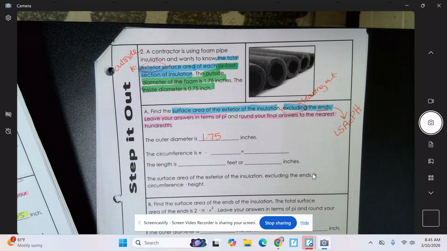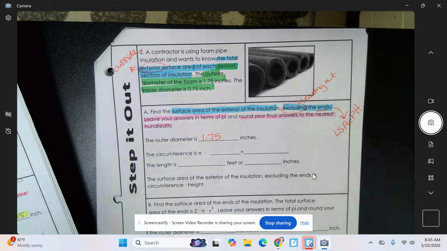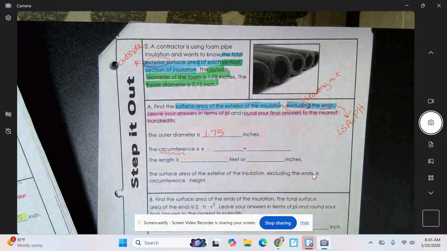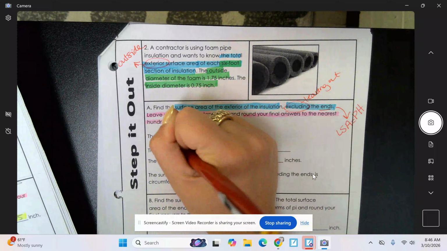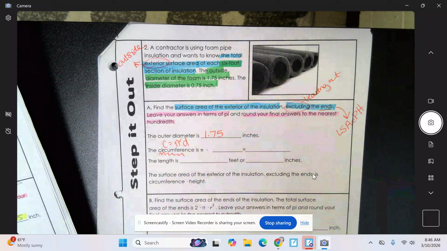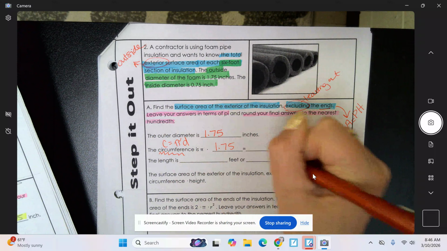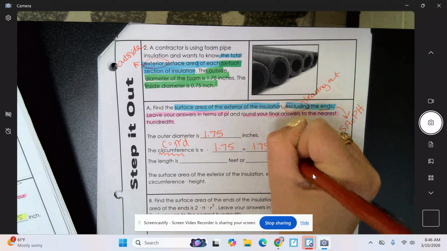Well, if we need the P, the perimeter, which is the outside of the circle, what do we call the outside of the circle? Circumference. So that's why we're looking for the circumference. What circumference formula are we going to use if we have a diameter? Circumference equals pi times d. But because we're leaving it in terms of pi, we're not going to replace pi with 3.14. We're just going to leave it. So pi times 1.75 gives me 1.75 pi.